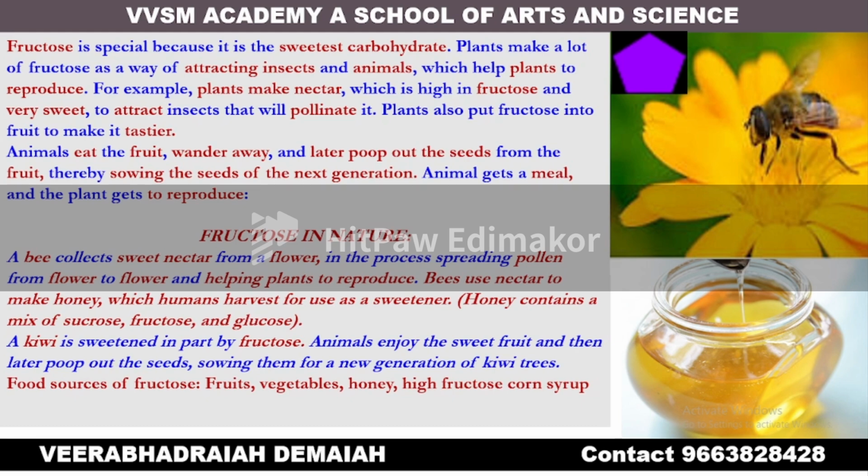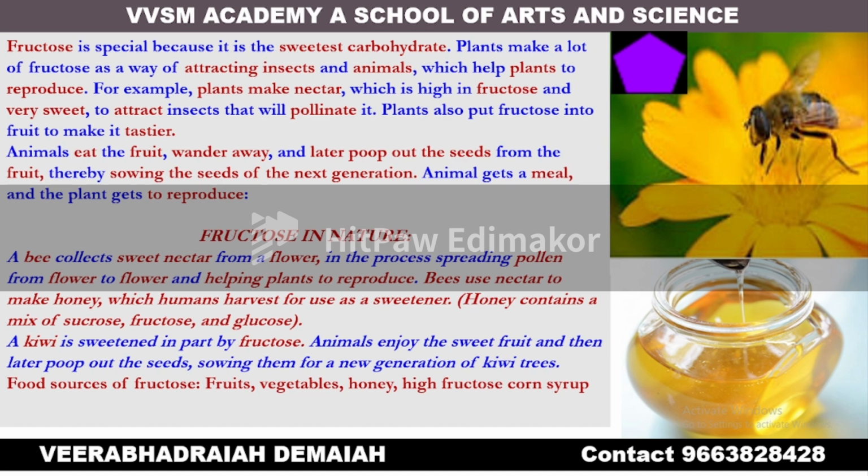Now, fructose in nature: a bee collects sweet nectar from flora in the process of spreading pollen from flower to flower and helping plants to reproduce. Bees use nectar to make honey, which humans harvest and use as a sweetener. Honey contains a mix of sucrose, fructose and glucose.